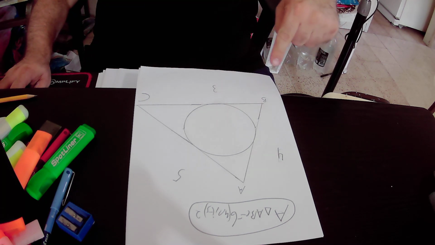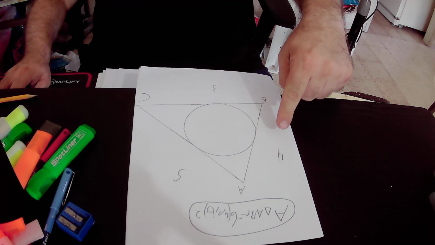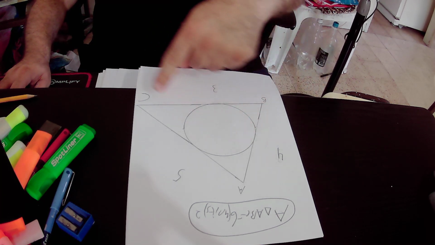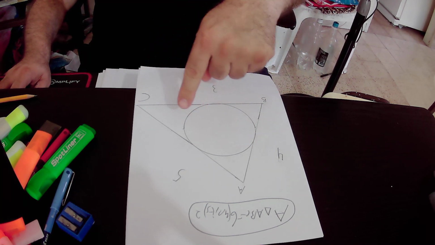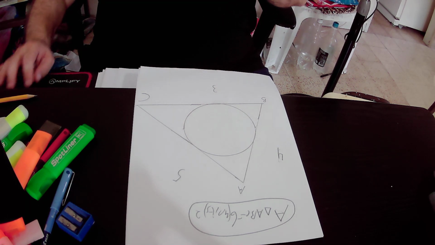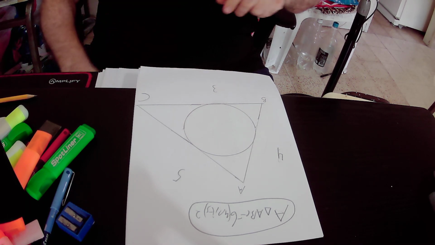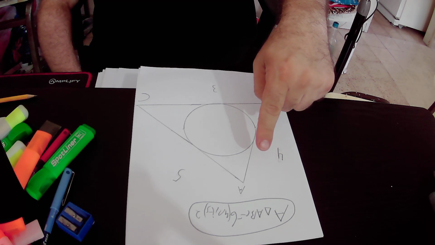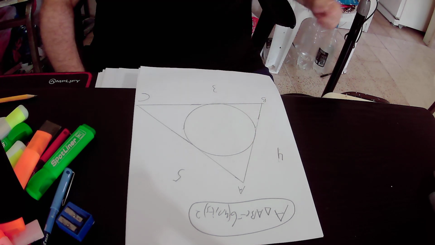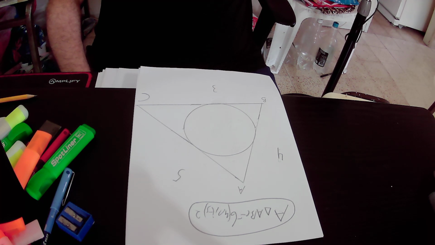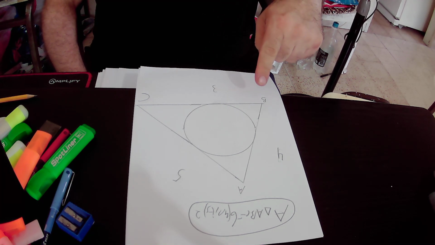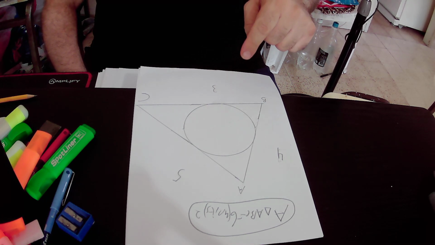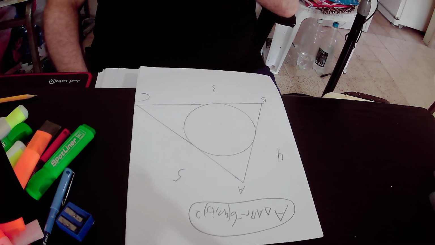Side AB of the triangle equals 4 units, side BC equals 3 units, and side AC of the triangle ABC equals 5 units. And we also know that the area of triangle ABC equals 6 units squared. And in the triangle we have a circle, and we want to find the radius of this circle.